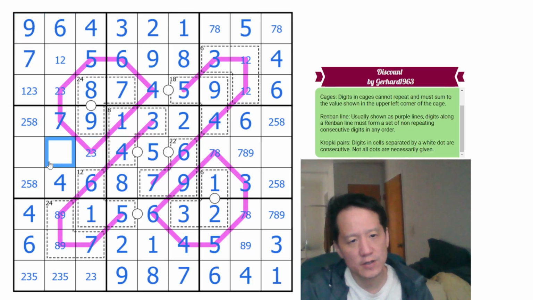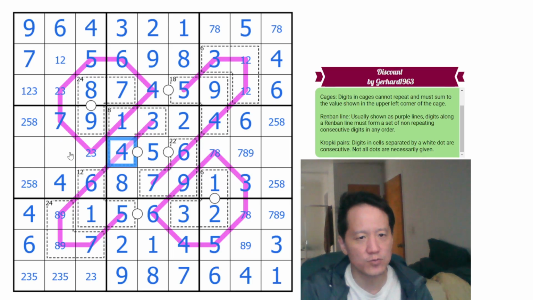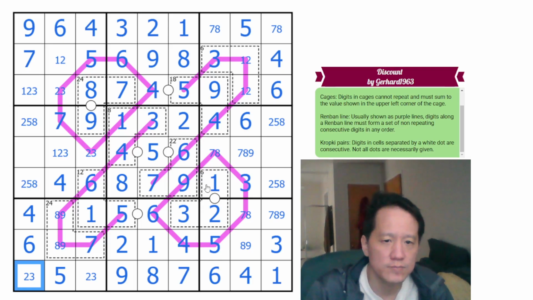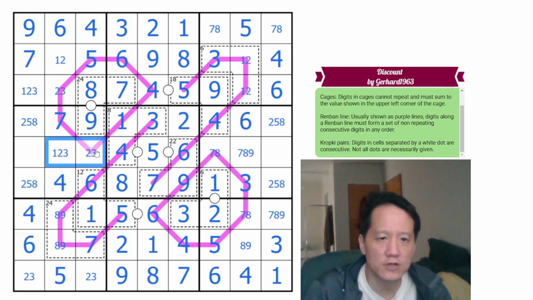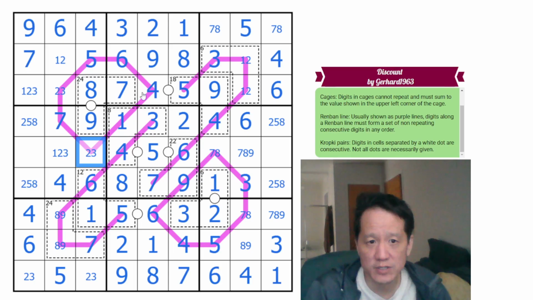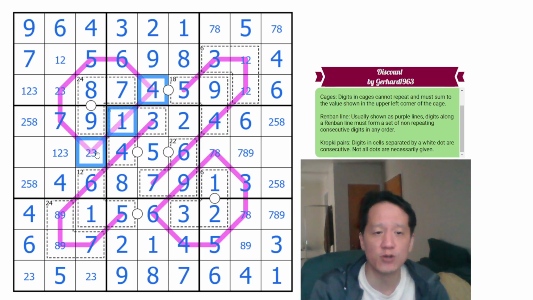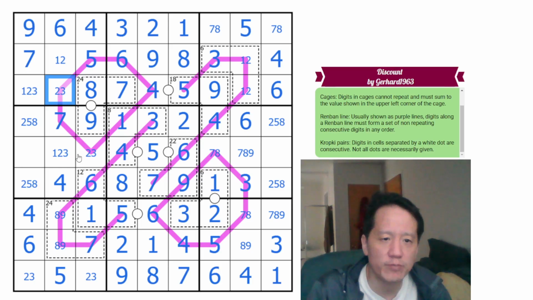Yeah. So therefore, this cannot be 5, so it's 1, 2, or 3. And therefore, this is a 5, which means this can't be 5. So far, it's all pretty equivalent. This 2 and 3, they both see this cell. And it has to be different 2s and 3s. So if this is 2, this would have to be 3. If this is 3, this would have to be 2 because of the Renban line. You can't have repeats on Renban lines. So therefore, they both see this cell.